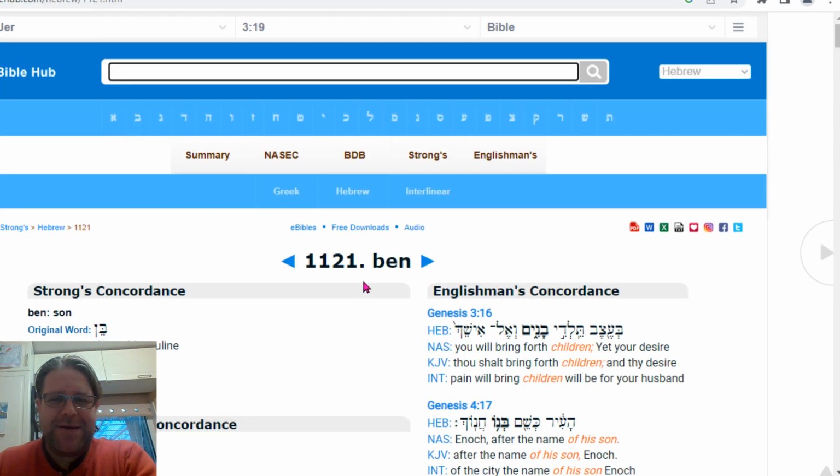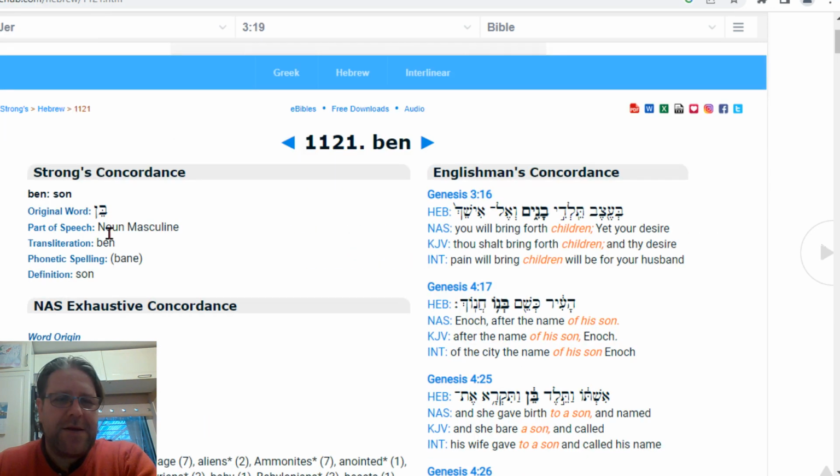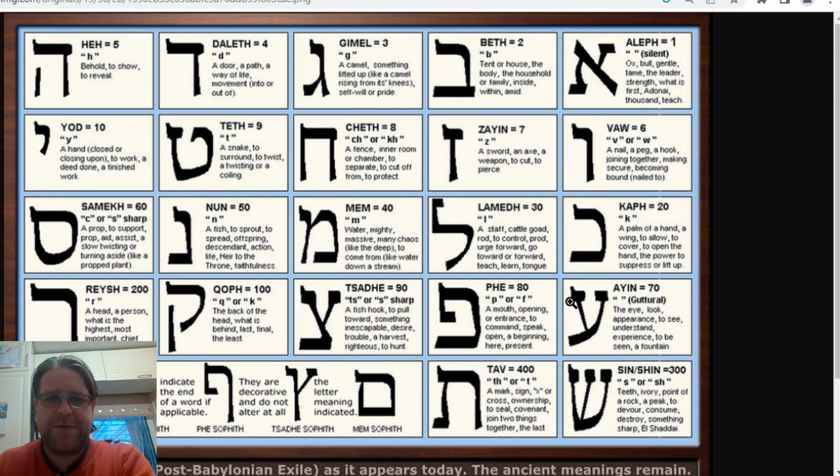So here's ben, the Hebrew for son. Bet Nun. So it's stone that we're talking about in the Hebrew scriptures. Anywhere you see stone, you can see the Son of God. I'm going to show you that in so many occurrences. It's the Son of God. Okay, so I've gone over the alphabet and the meanings.